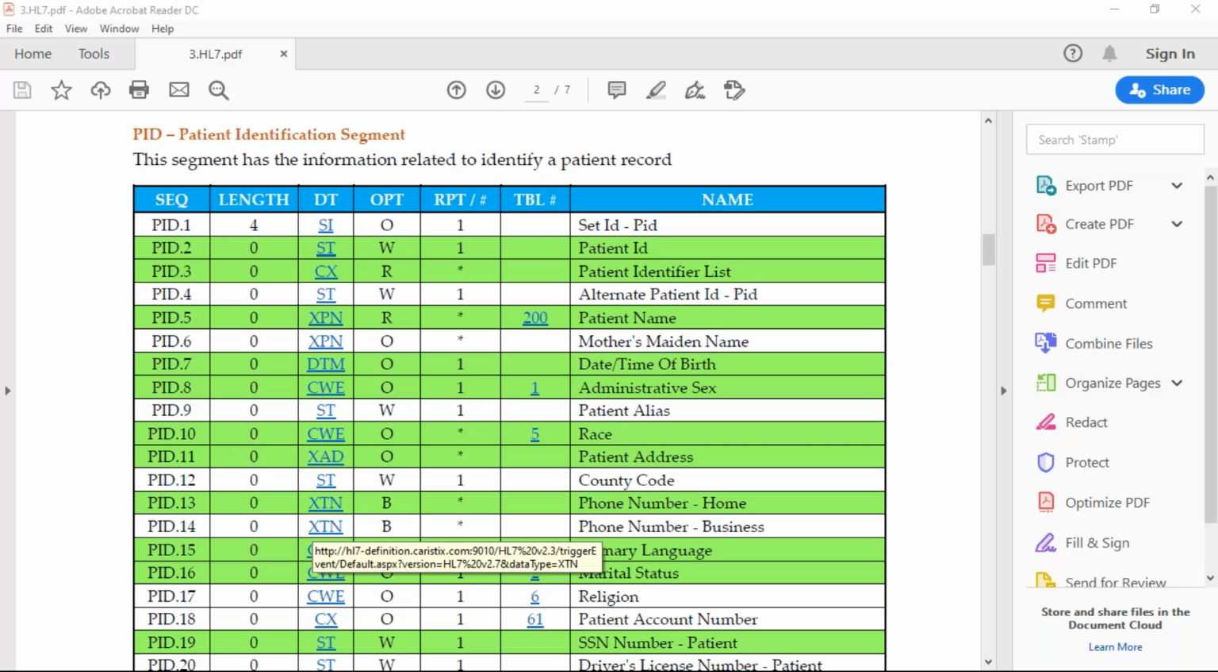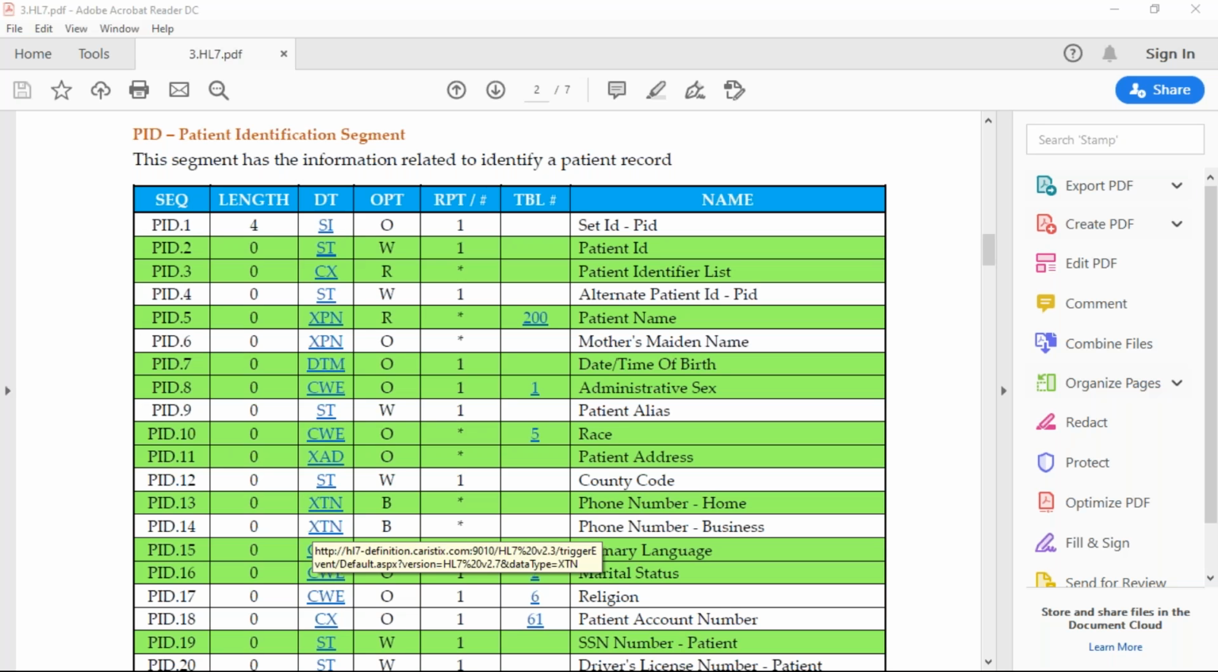So the next segment is the PID segment. As the name itself suggests, it is used for patient identification. So whatever data elements identify a patient, details like name, gender, date of birth, email address, mailing address, and all of these things are present in the PID segment itself.